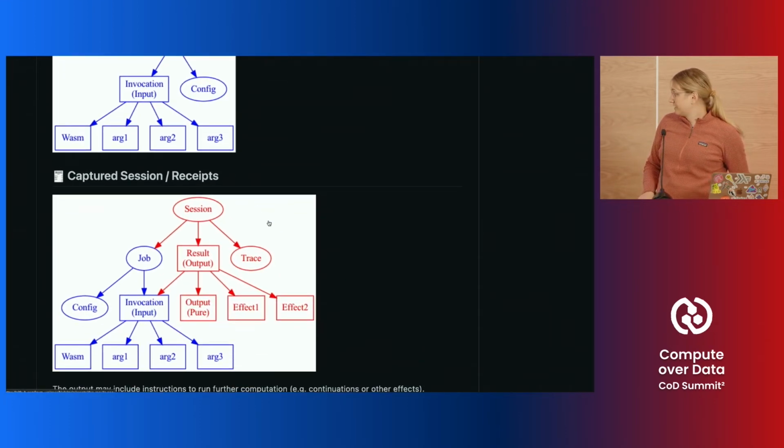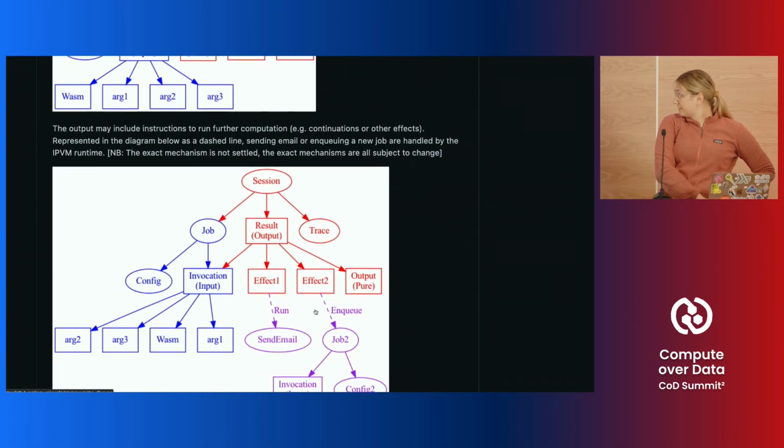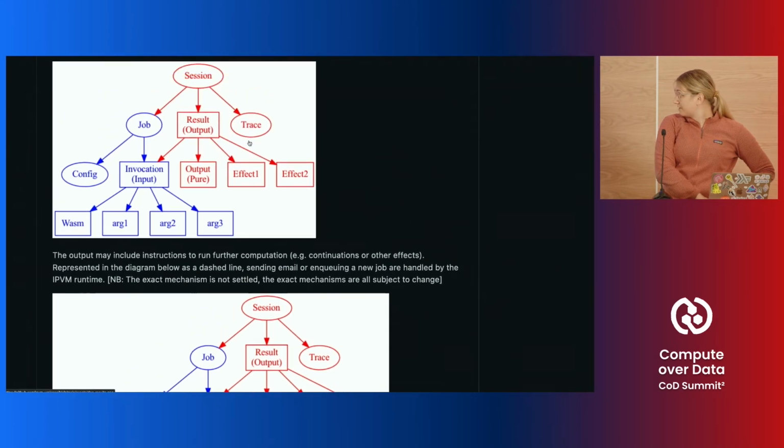The result is this stuff here in red. So we'll have a result of just the invocation that you can look up in a giant hash table, and then information from this session of I ran this, and this was the output. It points at the job and the job config and the trace, and any other information that I would need there. And then this purple stuff, so up here you'll see in the result, it has pure output, which is like the 1 + 1 is 2. Also, please send an email and kick off another job.